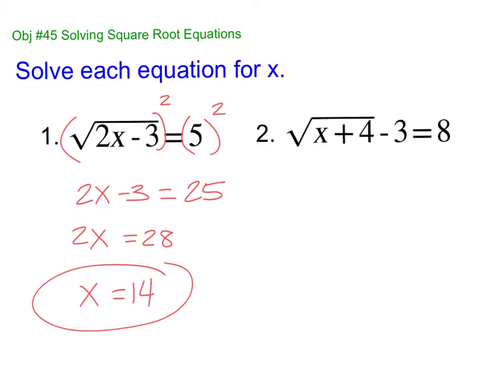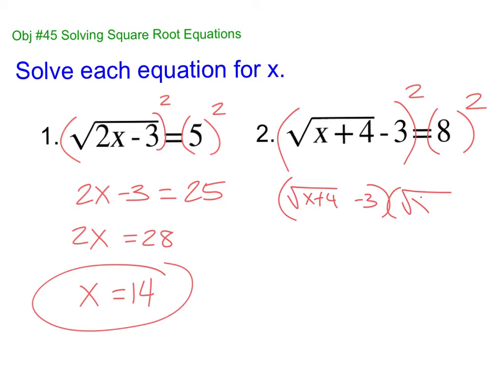All right, what do you think we have to do for number 2? So now here's the mistake kids make. You're not just going to square both sides. Why do you think you can't square both sides? Because then you would have x plus 4 minus 3 times the square root of x plus 4 minus 3. The square root doesn't end up canceling out. You end up with another square root. So that's not helpful.